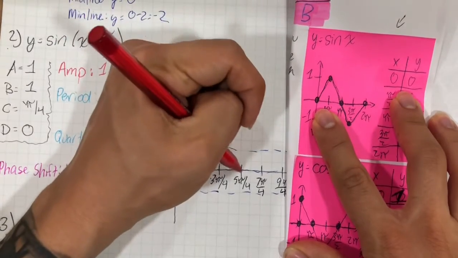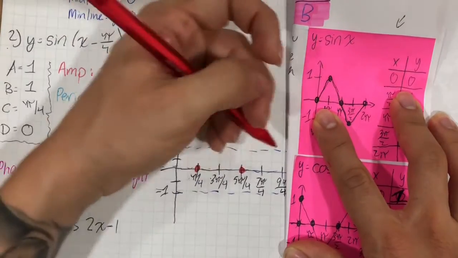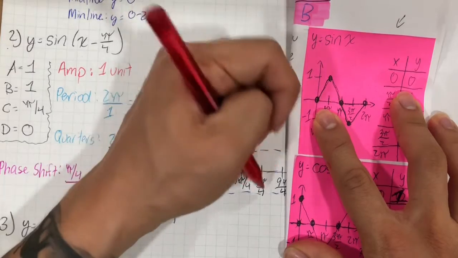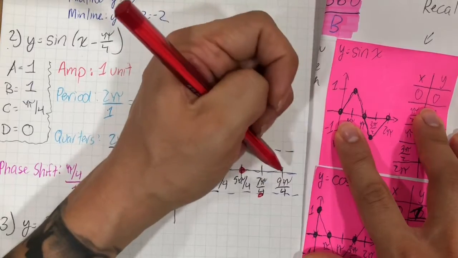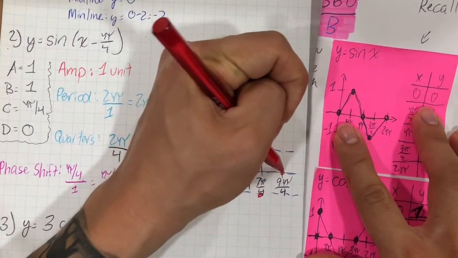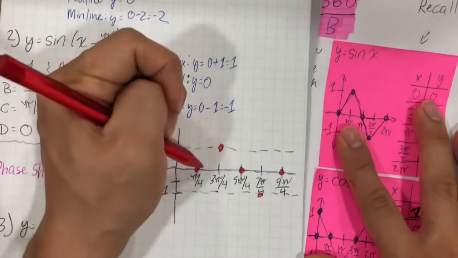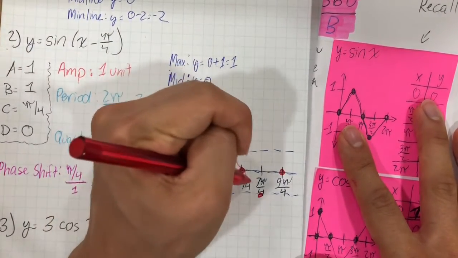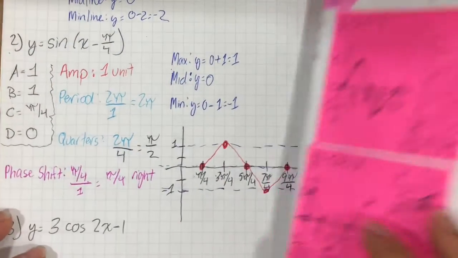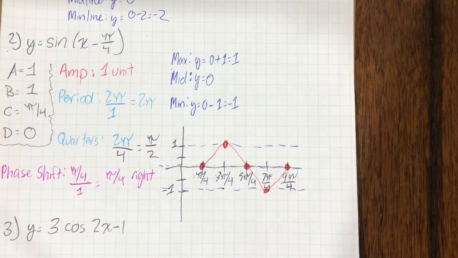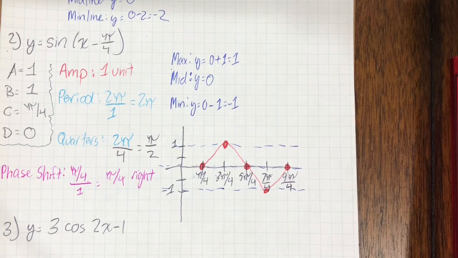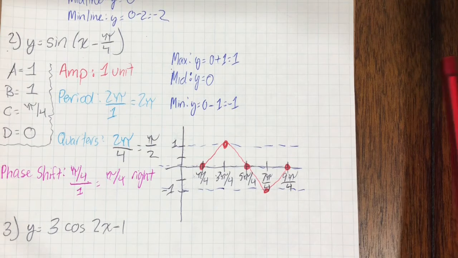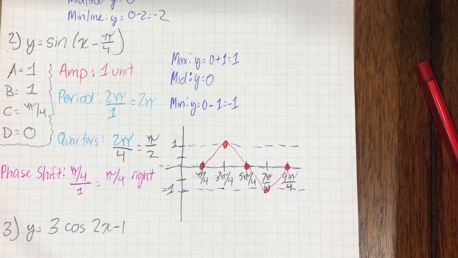Back at mid, 5 pi over 4 comma 0. Then going down to min, 7 pi over 4 comma negative 1. Then back to mid, we're at 9 pi over 4 comma 0. I'm going to connect my points, and here we have our graph for sine of x minus pi over 4. So far so good. We're able to get the graphs without having to use an x and y table.